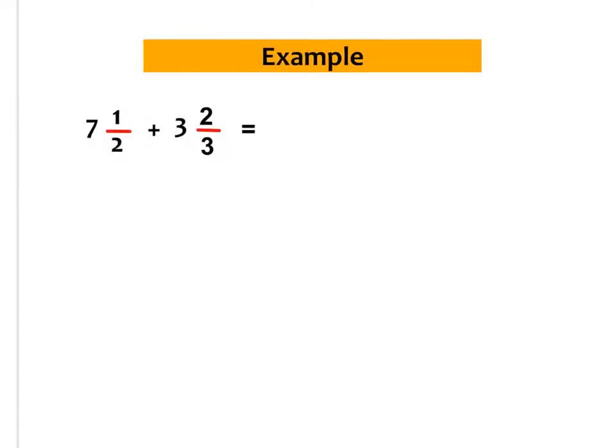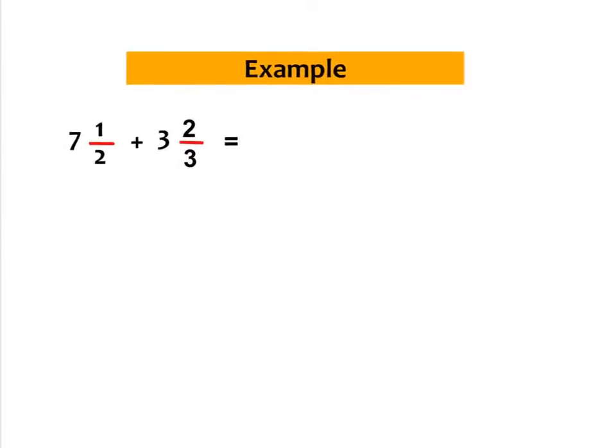Alright, so now let's try to do these problems. These are a little bit more tricky. So in this particular case, we have mixed numbers. So that means that we need to convert them to improper fractions. How do we do that? Well, we do that through a process called MAD.